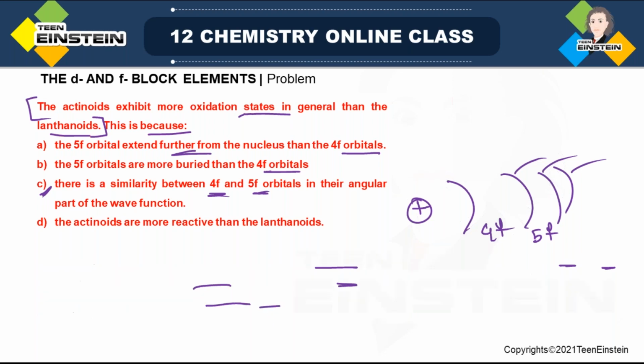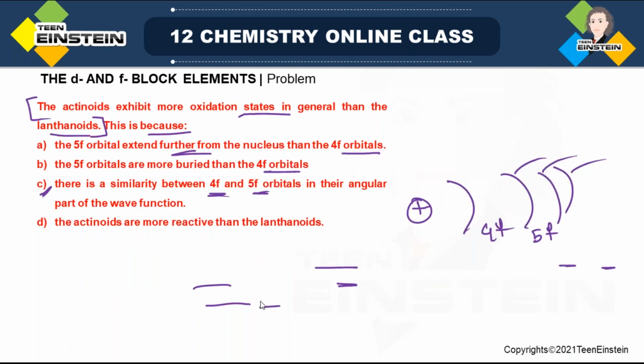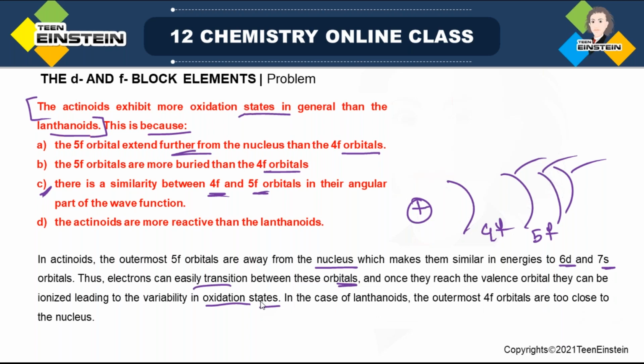Just take the last problem in the previous slide. What we have said is that variable valency is possible because the energy difference between 5f, 6d, 7s is very less. So actually here also the same thing, but we have to find the statement from this. So you can keep C aside, because it is not possible for us to understand whether the angular part of the wave function is the same or not.